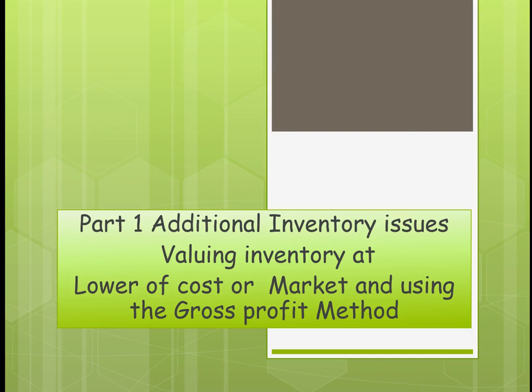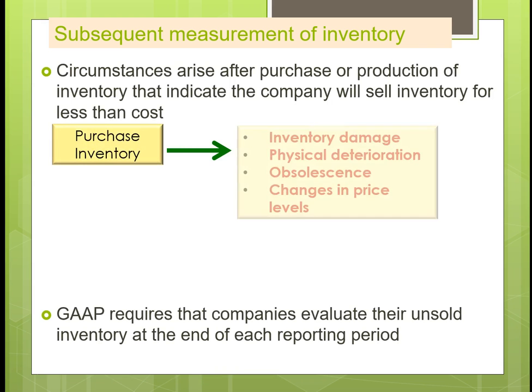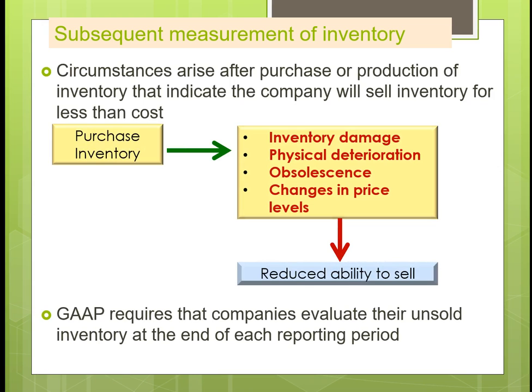This is part 1, and it covers additional inventory issues, valuing inventory at lower of cost or market, and using the gross profit method. Now, subsequent measurements of inventory.